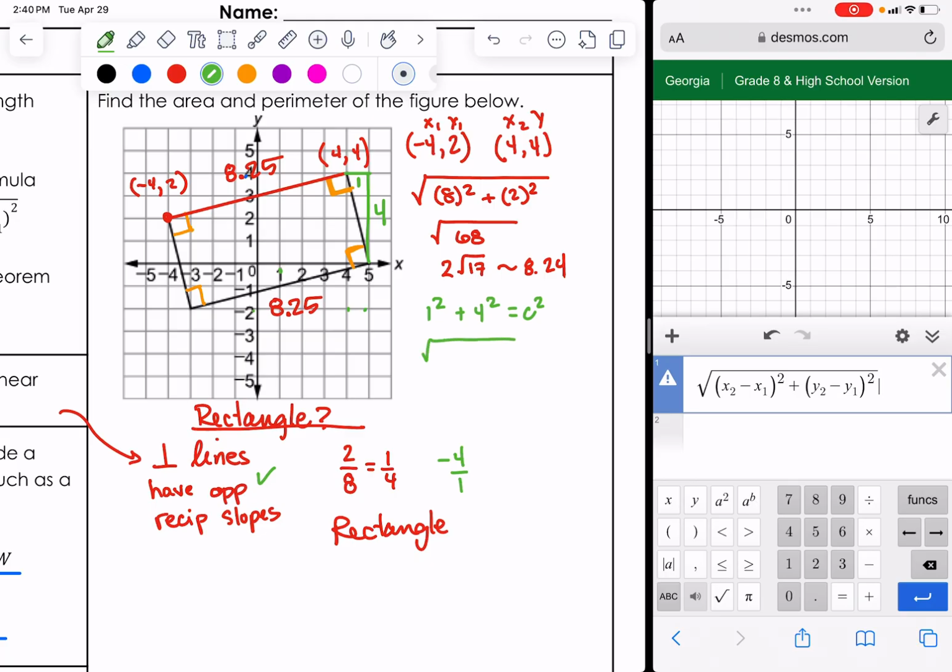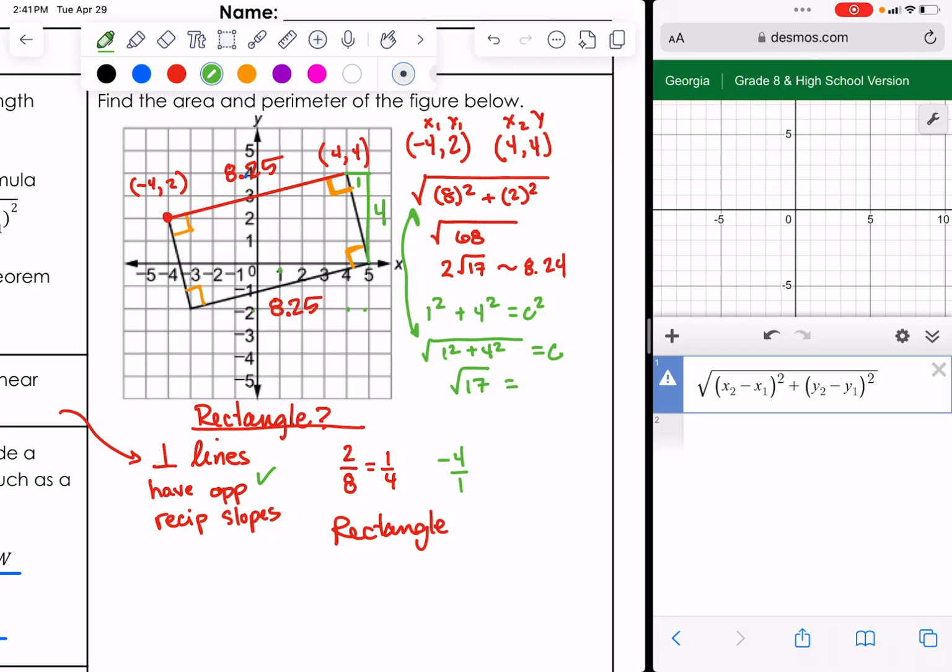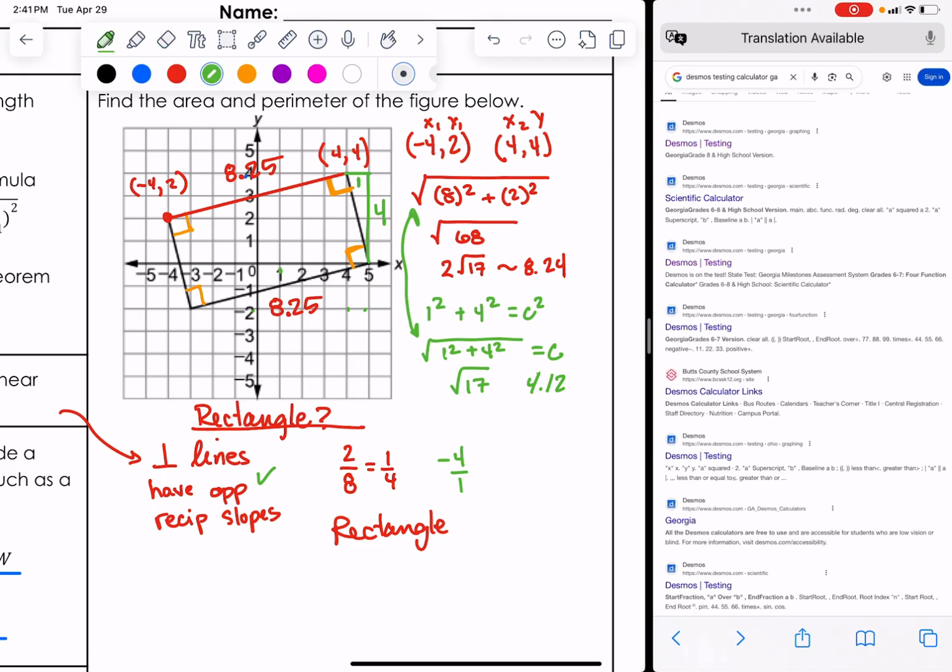When I solve this for c, we can see that it basically just ends up being the distance formula. And we have 1 plus 16, which is the square root of 17, is equal to c. And the square root of 17 comes out to be 4.12. Rounding, of course.